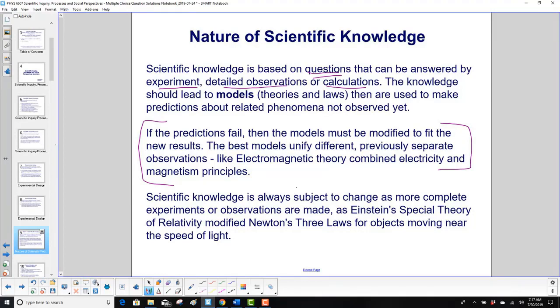Scientific knowledge is always subject to change, as more complete experiments or observations are made. As Einstein's special theory of relativity modified Newton's 3 laws for objects moving near the speed of light. Didn't get rid of Newton's 3 laws, it just modified them.